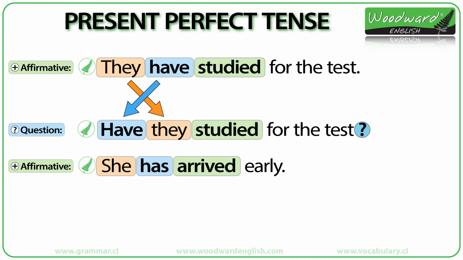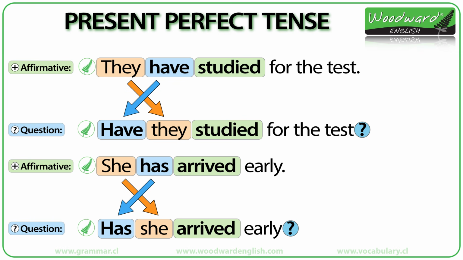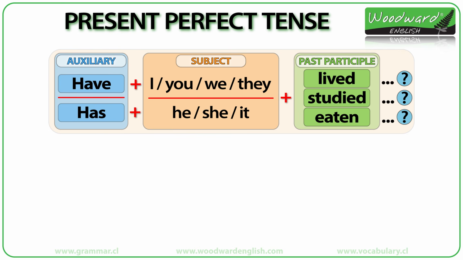Look at this affirmative sentence. She has arrived early. How can we make this a question? We change the order of the subject and the auxiliary. The question becomes, has she arrived early? Here is a summary chart with the word order of questions in the present perfect tense. We start with have or has, then we have the subject, and then the past participle.